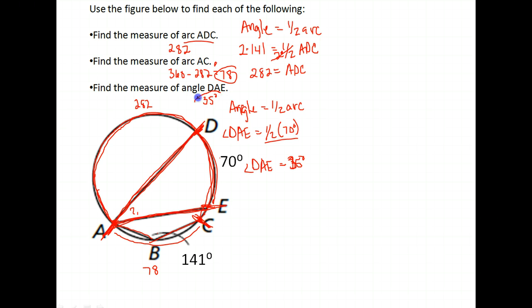Okay, so again, we have this one property that we're going off of, but there are 3 different methods we used to find the missing parts in that problem.